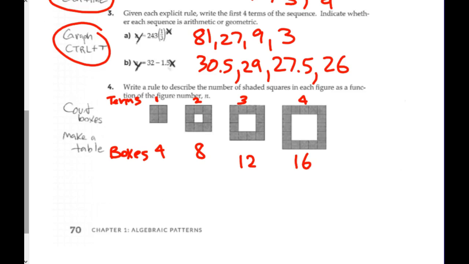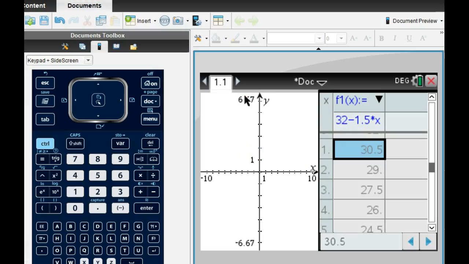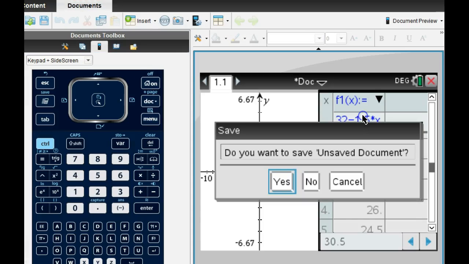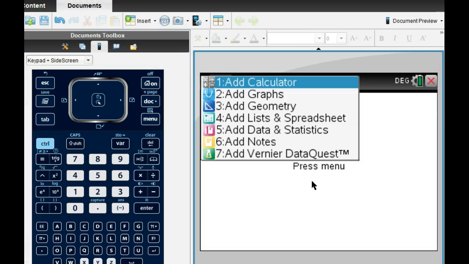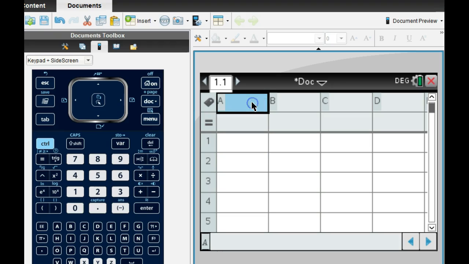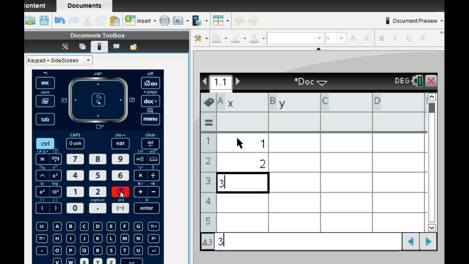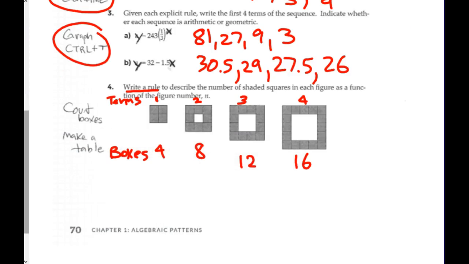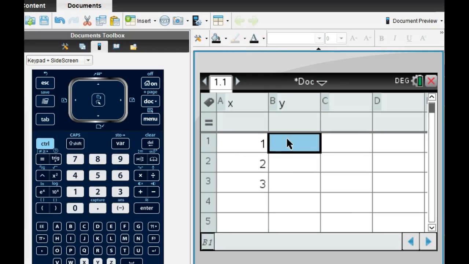So you might see the pattern that's happening each time. Okay, but we want to write a rule, so we're going to put this into list and spreadsheet. Again, the easiest way to get a rule or a function or an equation is just going into list and spreadsheet. You know the drill. We're going to be doing this all throughout this thing, right? And again, you only need 3, so let's do that. 4, 8, 12.